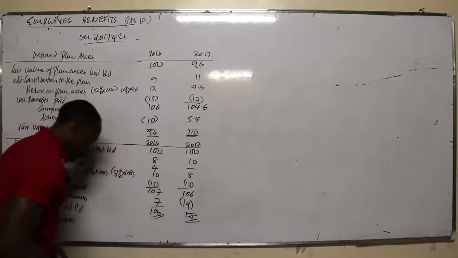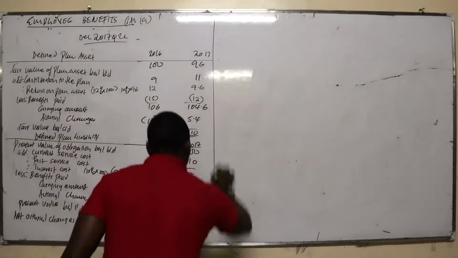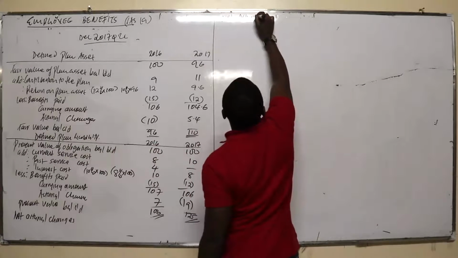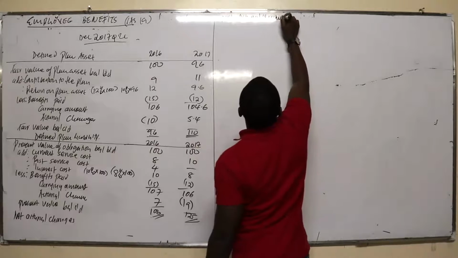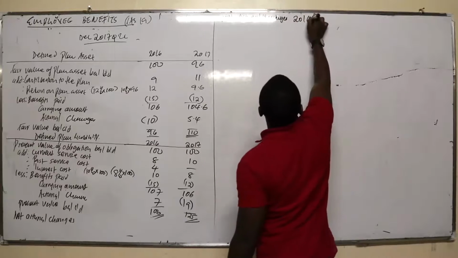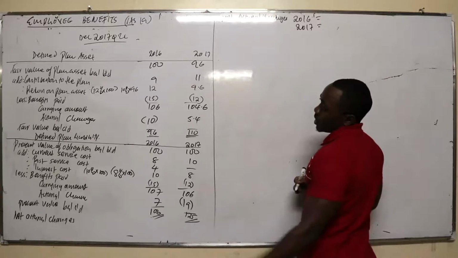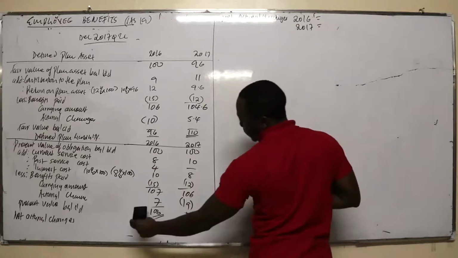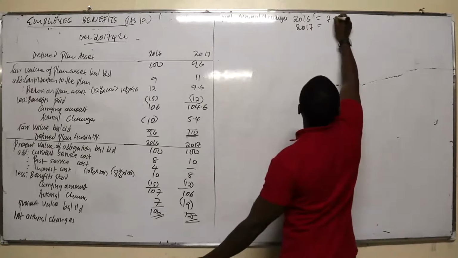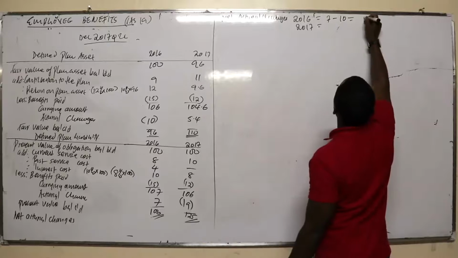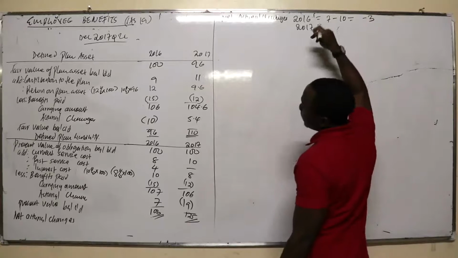So that means our net actuarial changes we have here, 2016 and 2017. So 2016, we had a gain from the liability of how much? 7, but we had an actuarial loss here, 10. So we have a net of -3.